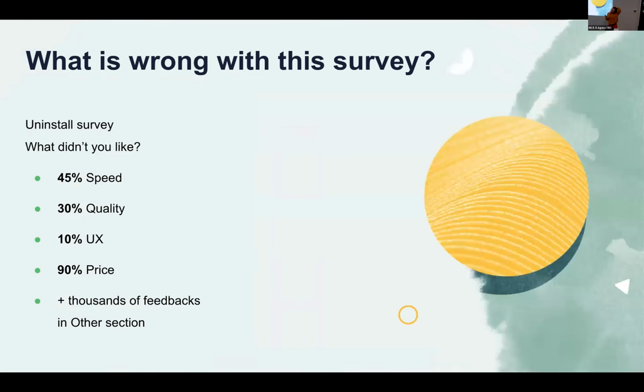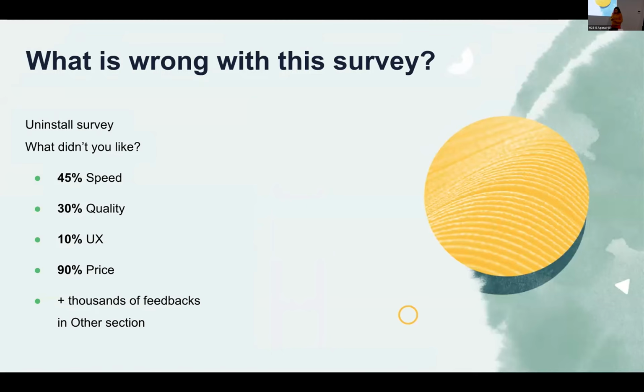Yeah, so with this survey, I came to my manager and to my mentor, and I said, well, this is what I want to propose. And they asked me, imagine that you run this survey, and in the end, you look at the answers. These are imaginary numbers. Let's say 45% said they didn't like speed, 30% said they didn't like quality, and so on. You can see it on the slide.